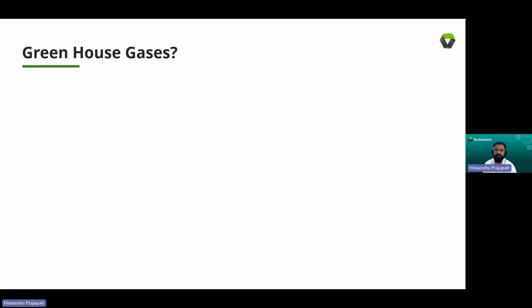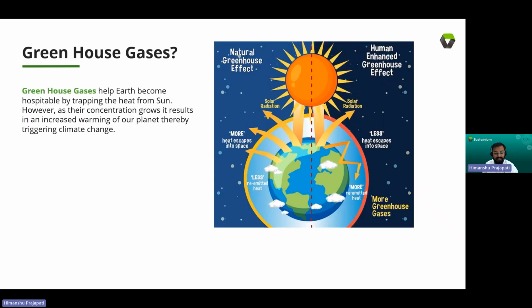Now let's briefly talk about the greenhouse gas effect. We've all studied it during our school times. Greenhouse gases are the gases which help trap the sun's energy so that the earth becomes hospitable, and that is essentially why life on earth is there. However, since the industrial revolution, the concentration of these gases has increased a lot, which has resulted in global warming, and that is what is triggering climate change.